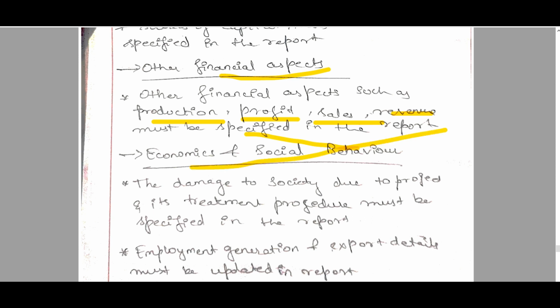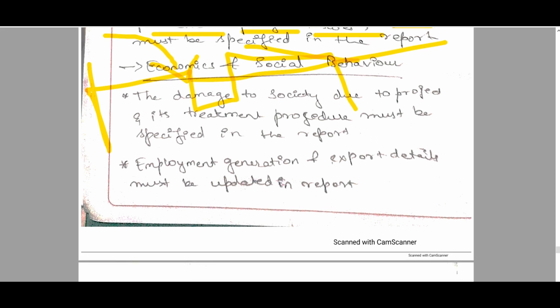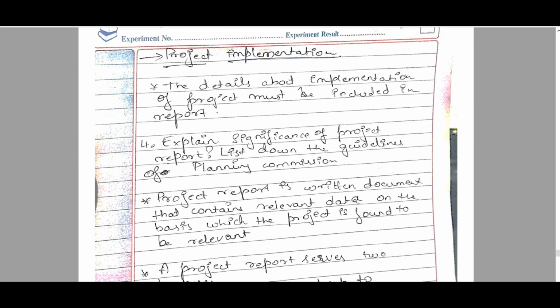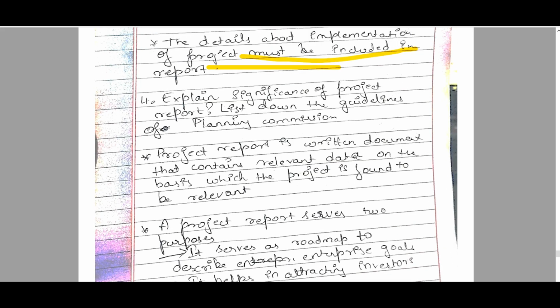Economics and social behavior. If we are establishing a power plant, what damage this power plant will do to the environment must be included in the report. Employment generation and export details must be included in the report, like how many people you employed, what the export details are, what things you exported, etc. Project implementation: the details about implementation of the project must be included in the report, how the project has been implemented, etc.